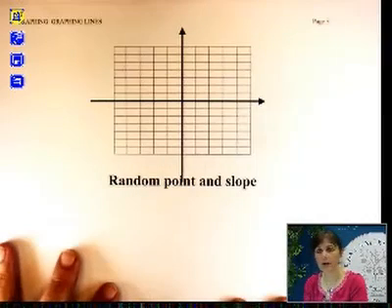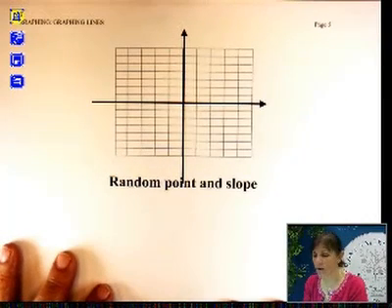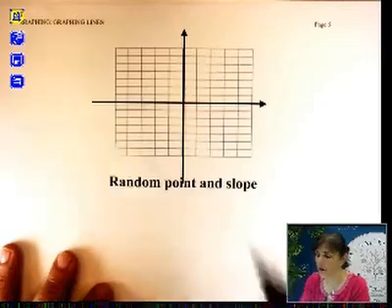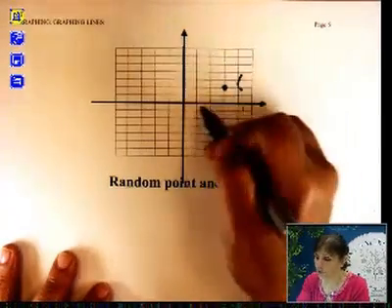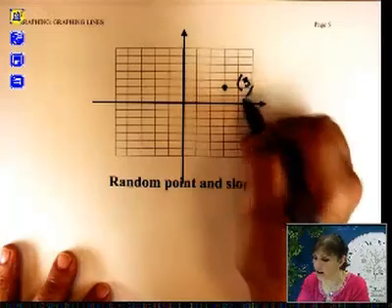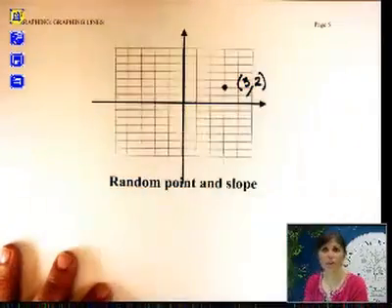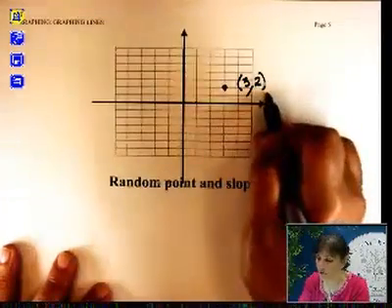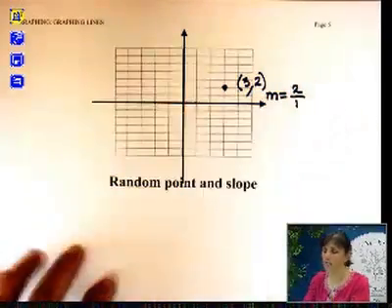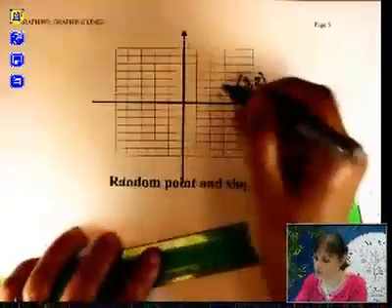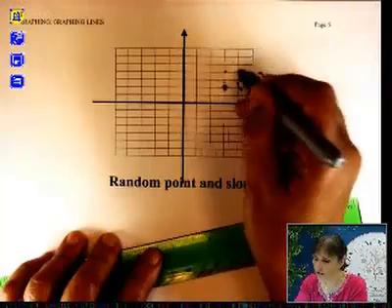Or somebody may say, okay, well, have a random point and a slope. Okay, random point, here you go. This one is a random point of 3, comma 2. And then let's say I want to draw a slope of 2 to 1. Okay, you start with that point. 2 means you're going to go up 2, over 1.